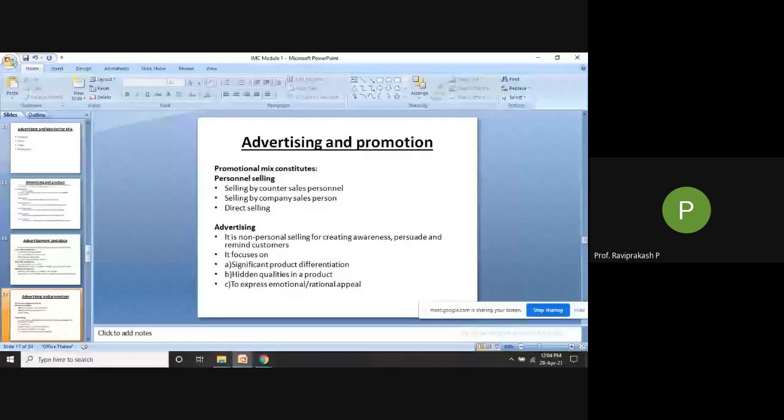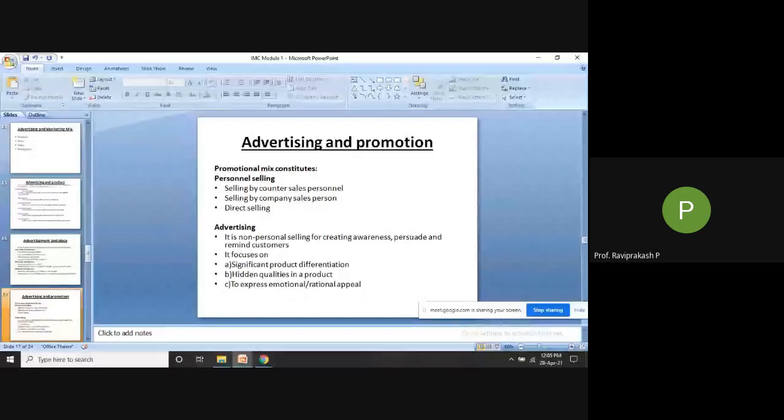Next is advertising. It is non-personal selling for creating awareness, to persuade and remind customers. That means you are not talking to them face to face. It is for the masses or a group of people at once. Okay, that is non-personal selling. What it does is create awareness. It tries to persuade people to buy the product and reminds customers that there is a product in the market which could help them in their needs.